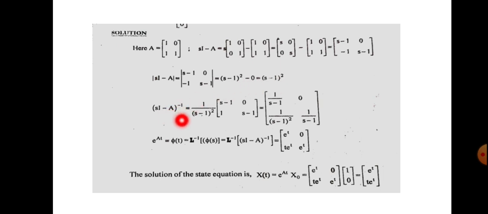Similarly, SI minus A all inverse will be obtained from the transpose of the cofactor matrix. Here the transpose of the cofactor matrix is S minus 1, 0, 1, S minus 1. The calculation was discussed in the previous case, so you can proceed in that manner. So you will get the quantity SI minus A all inverse. Finally you will get e raised to at, and you can substitute for e raised to at and x0. So you will get the solution like this.